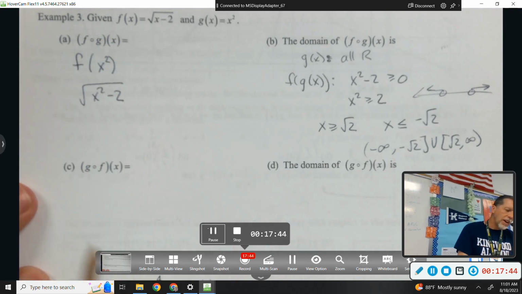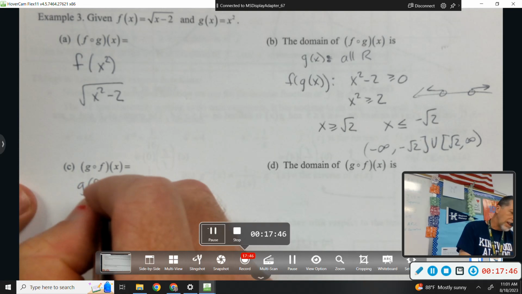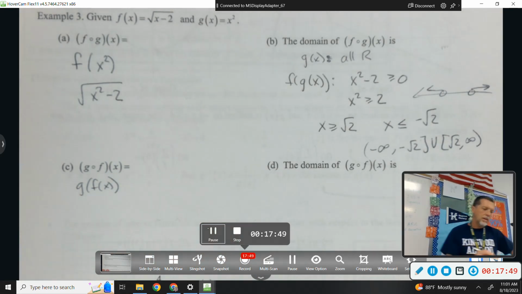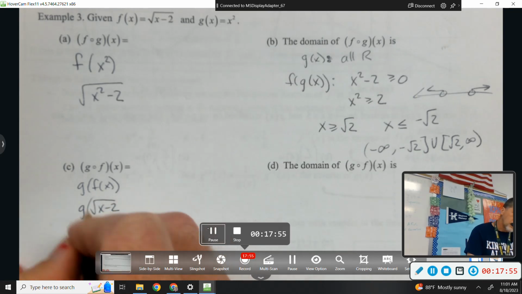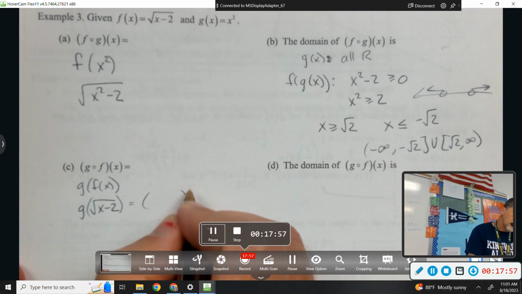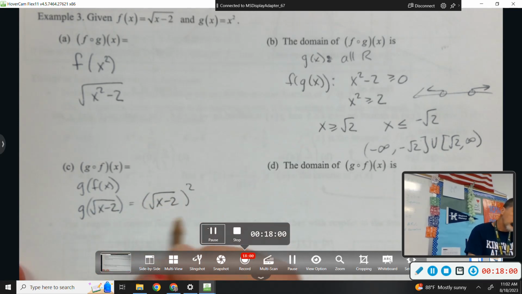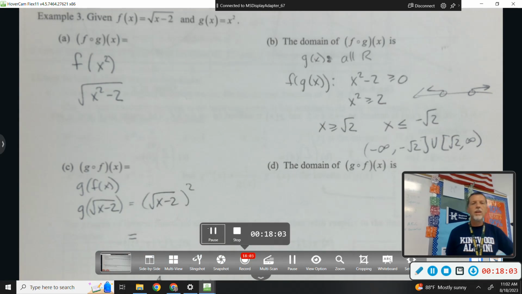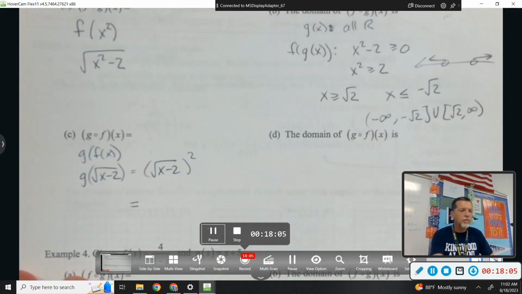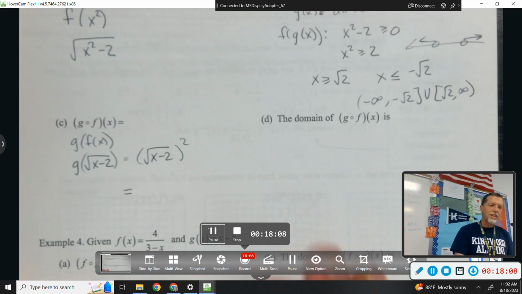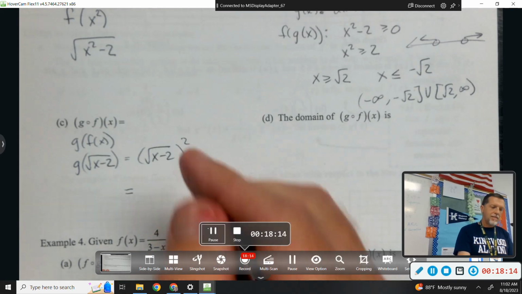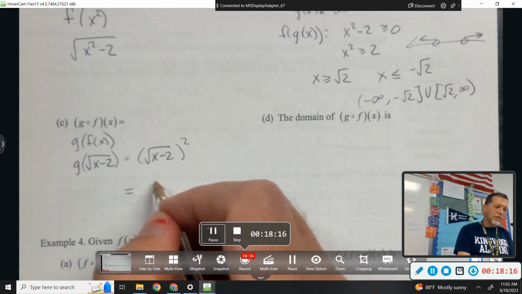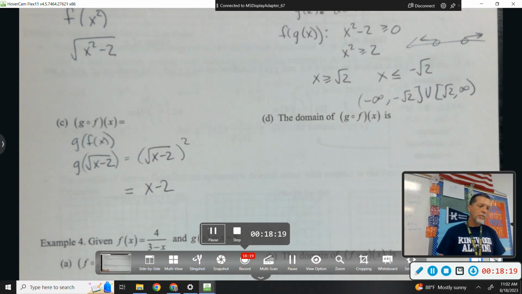Let's do g of f of x. Again, I really don't like writing it that way, so I'm going to rewrite it. g of the square root of x minus 2, which means the square root of x minus 2, squared. Well, what's the square root of x minus 2 squared? It's just x minus 2, because the square and square root cancel each other out.